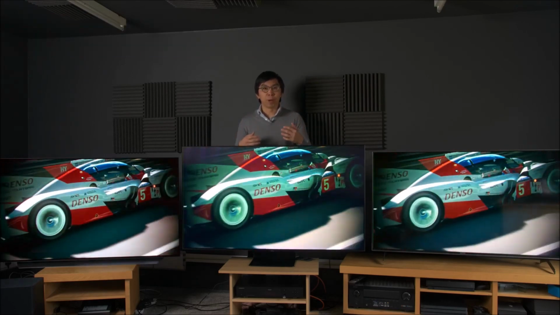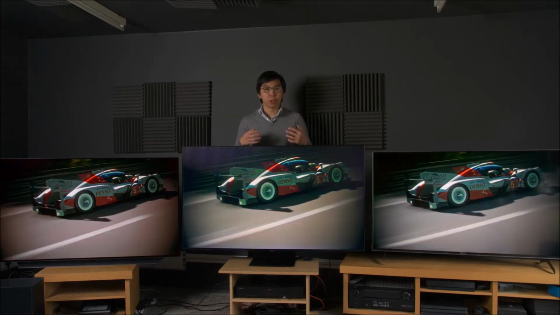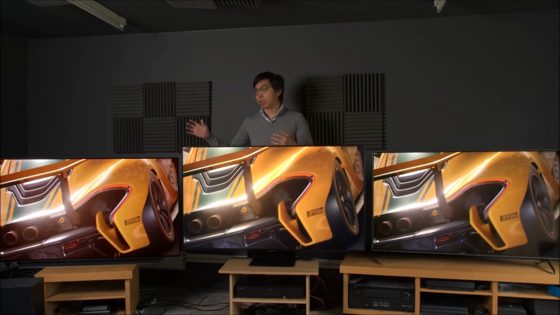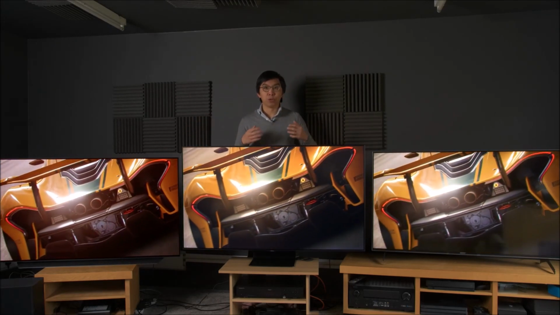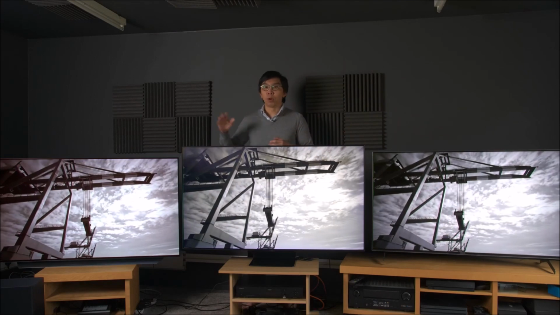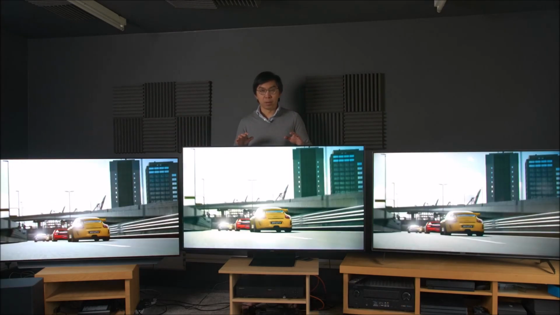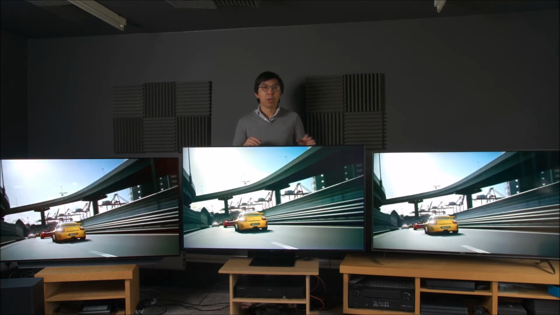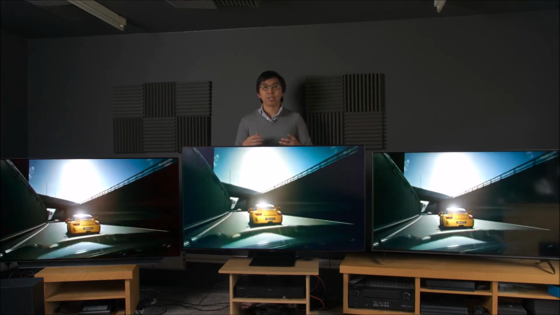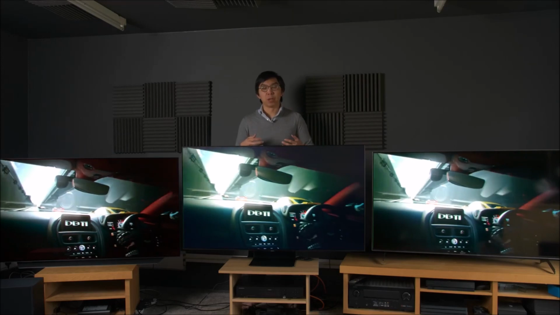Today, we're going to compare 3 of the most popular 4K TVs with HDMI 2.1 support from LG, Samsung, and Sony in the UK for the year 2020. On your far left is the LG CX or C10 OLED. In the middle is the Samsung Q90T QLED, and on your far right is the Sony X900H LED LCD television.